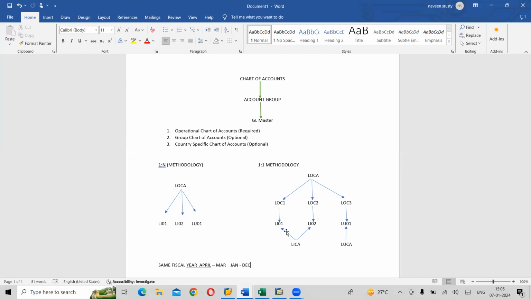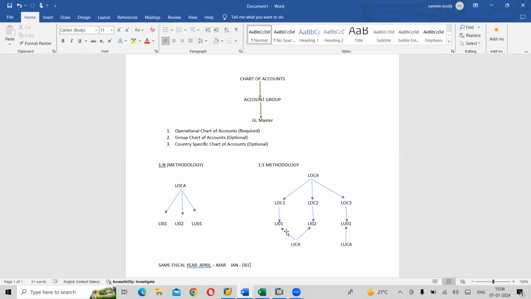Second one, group chart of accounts. Write down: group chart of accounts is an optional chart of accounts in SAP.